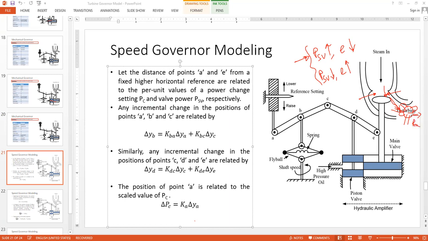So PSV is coming here, and PM is the output of the turbine. If you neglect the losses, of course, you can say PSV is PM, though some unit conversion will probably be required. But they are very closely related. PM is the mechanical output of the turbine and the mechanical input to the generator shaft, and PSV is at this point. So this is the PSV point, the steam valve power.